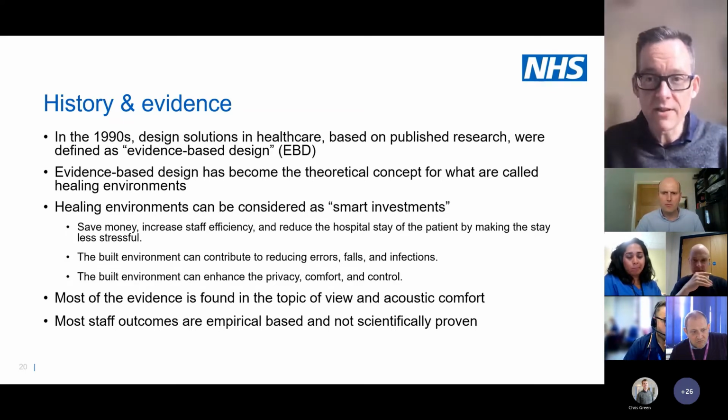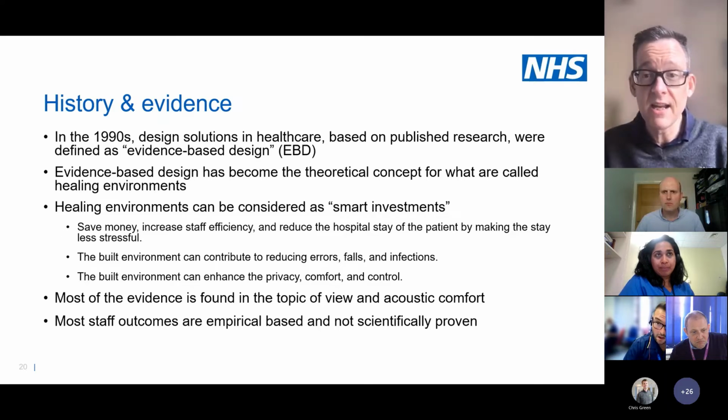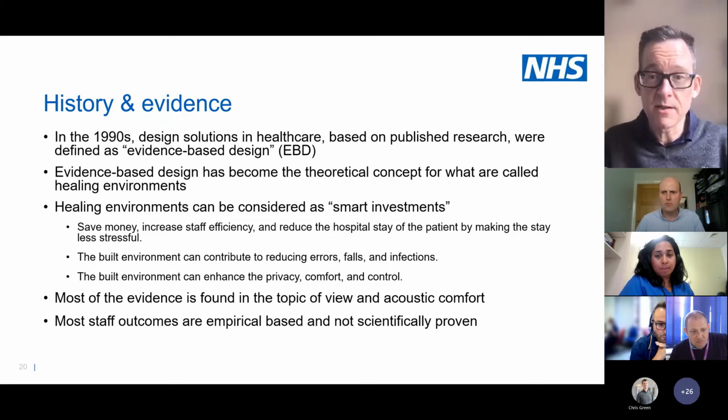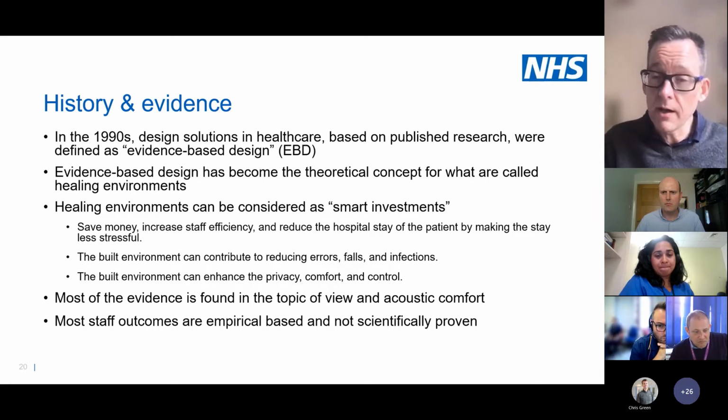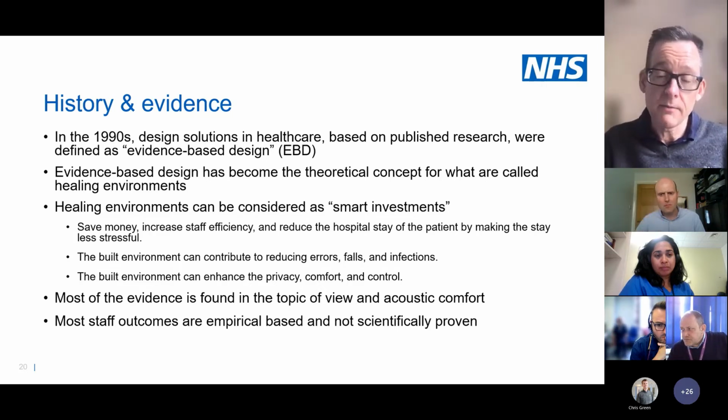There is a clinical evidence base around the fact that healing environments save money, they're more efficient for staff, they reduce in-hospital length of stay, and are better for patients because their stay in hospital is less stressful. There's some good evidence that they reduce errors, things like infection rates and falls, and they are beneficial in terms of privacy, comfort and control. A little bit of caveats around that.